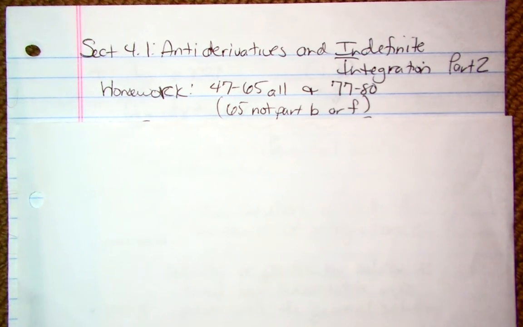Tonight's video is part 2 of section 4.1 on antiderivatives and indefinite integration. Your homework on this will be out of section 4.1, 47 through 65 all, and 77 through 80. And please note that on 65, do not do part B or F.